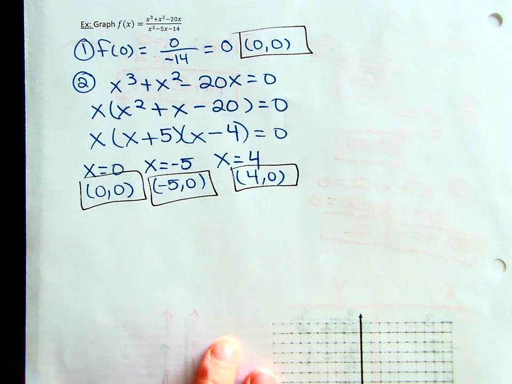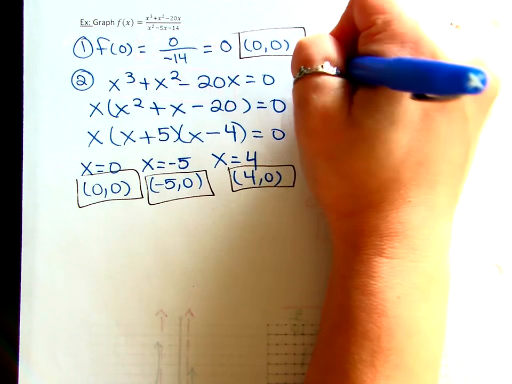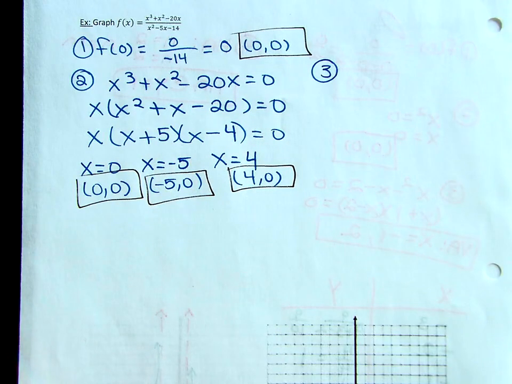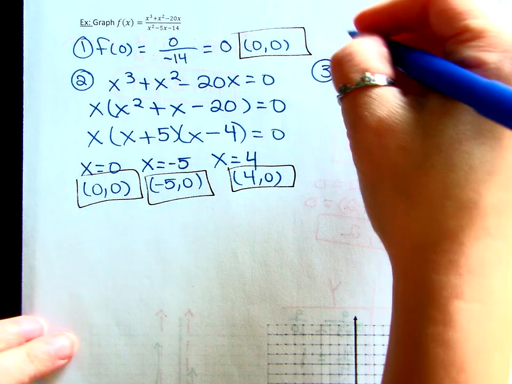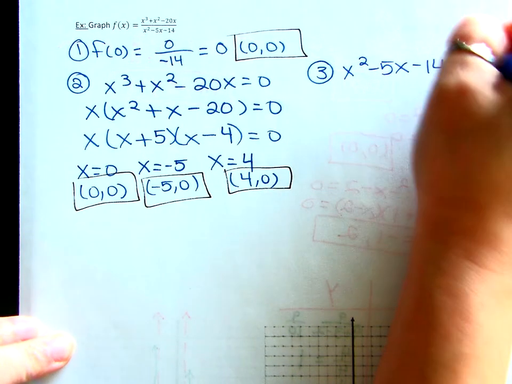Okay, what's step 3? Vertical asymptotes. And we find our vertical asymptotes by setting our denominator equal to 0. So we set our top equal to 0 for step 2. Now we're going to set our bottom equal to 0 for step 3. X squared minus 5x minus 14 equals 0.